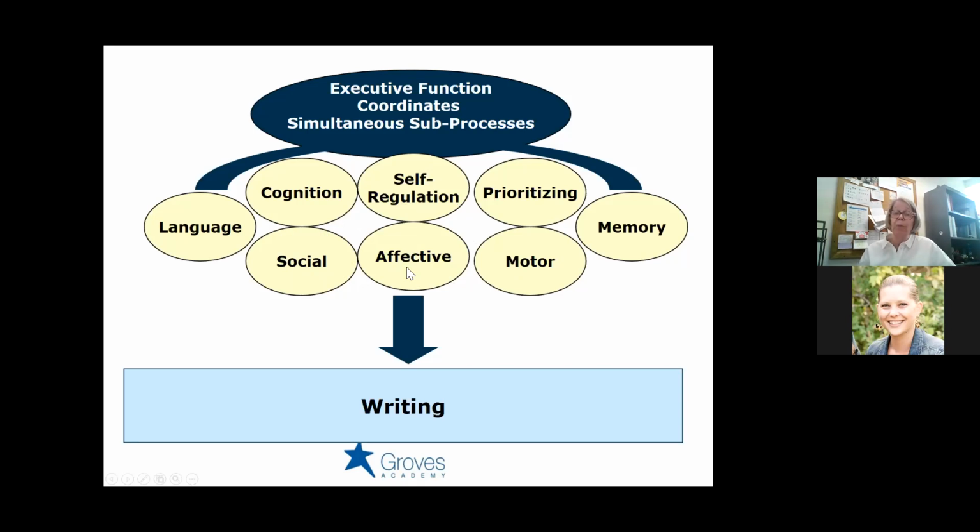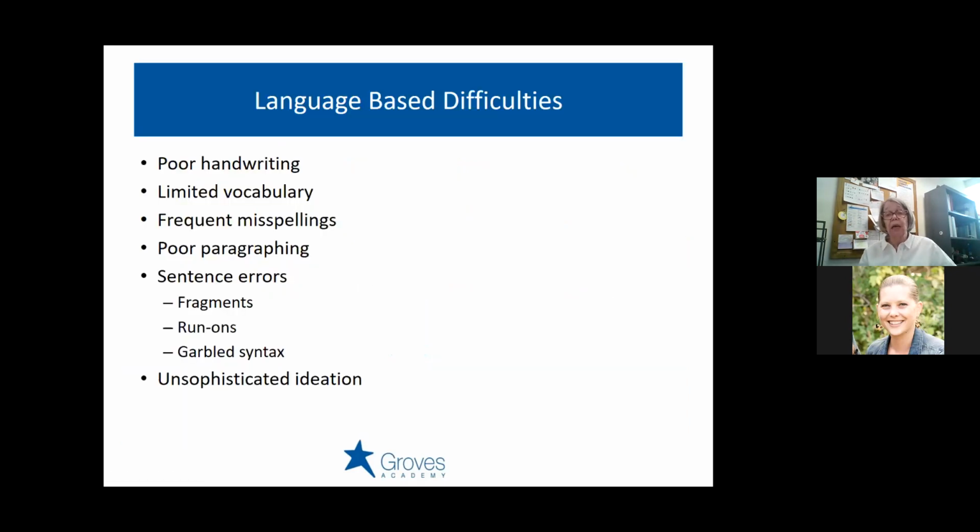Am I able to do this? Because if I don't believe I am, then all these other things are not going to be as effective. So the bottom line is writing is complicated. So for folks who have language-based difficulties, these are some of the things that we see. Poor handwriting, definitely.